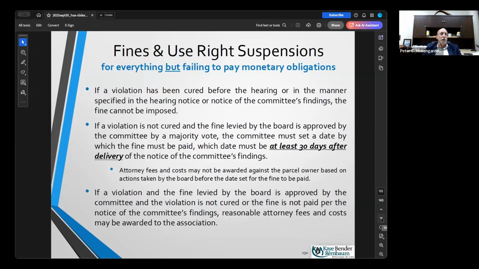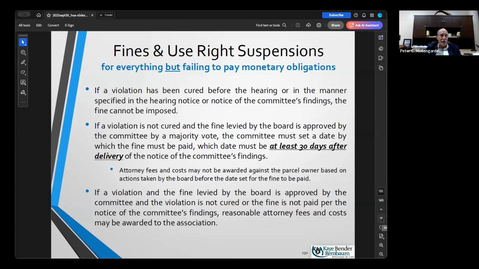If the violation has been cured before the hearing or in the manner specified in the hearing notice or notice of the committee's filings, then the fine is not imposed. So the owner does get an opportunity, before the hearing and even after the hearing, to cure it.